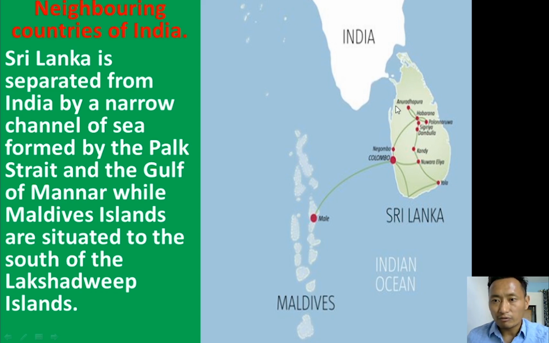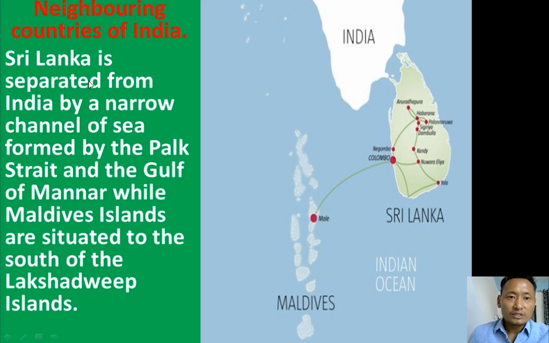Here we have the Gulf of Mannar. Mannar is a district or city in Sri Lanka, so the name of the gulf is Gulf of Mannar. A gulf means a water body that is surrounded by landmass on three sides: 1, 2, 3. That is called a gulf.